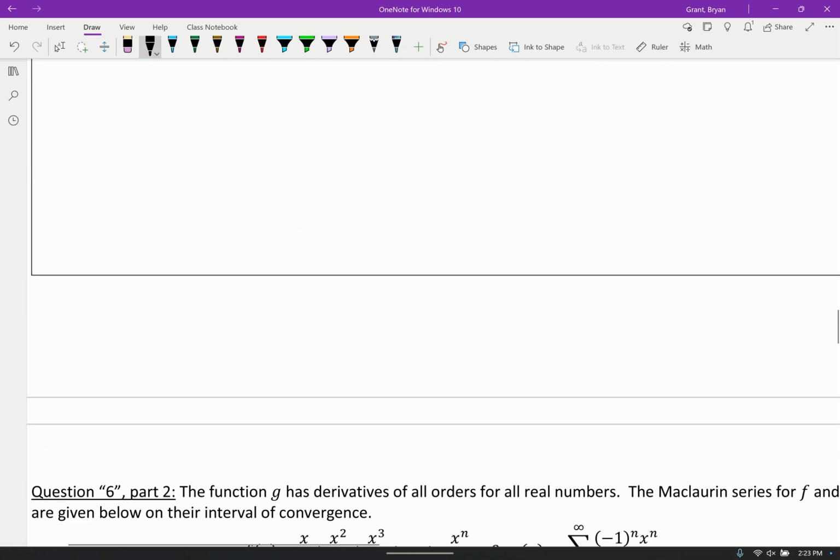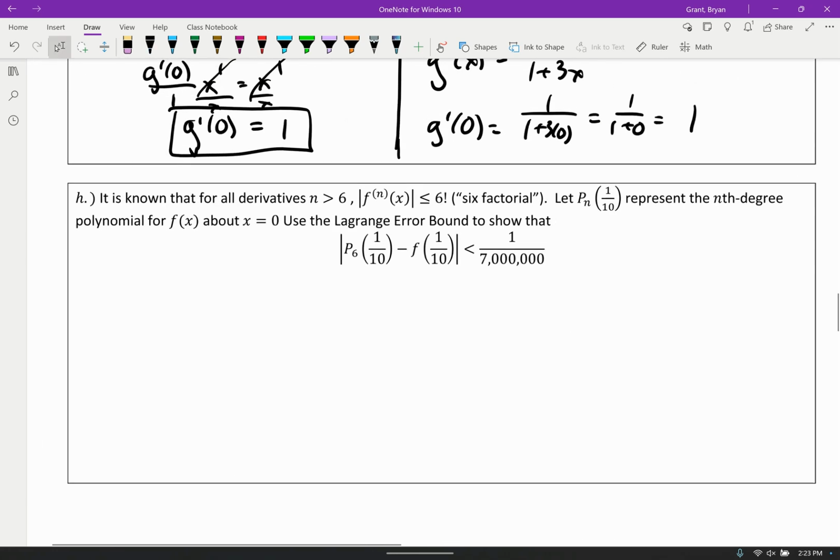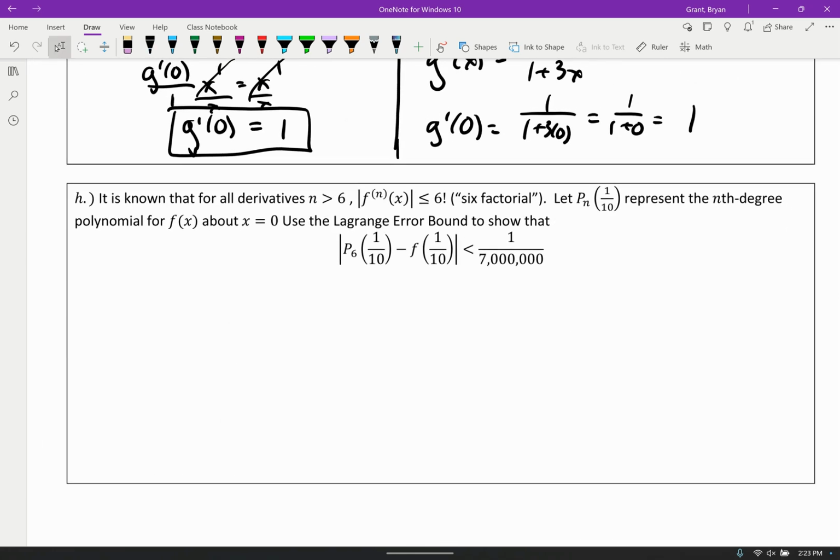All right, let's go ahead and get into our last one before we switch problems. Our last one is the one that scares students across the board. It's known that for all derivatives greater than 6, so that means 7 and up, the absolute value of the derivative is less than or equal to 6 factorial. Let p sub n of 1/10 represent the nth degree polynomial for f of x around x equals 0. Use the Lagrange error bound to show that.